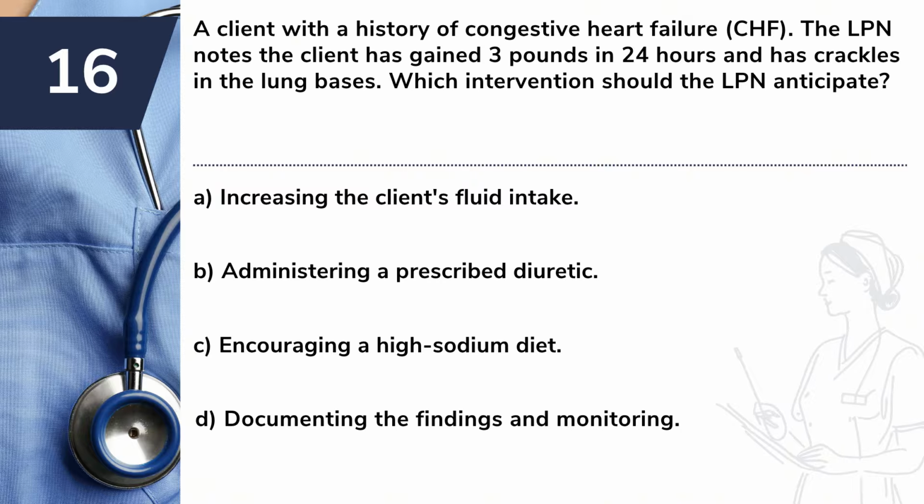Question 16. A client has a history of congestive heart failure, CHF. The LPN notes the client has gained 3 pounds in 24 hours and has crackles in the lung bases. Which intervention should the LPN anticipate?